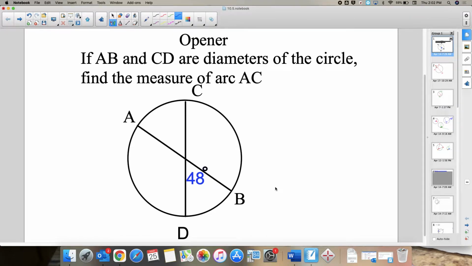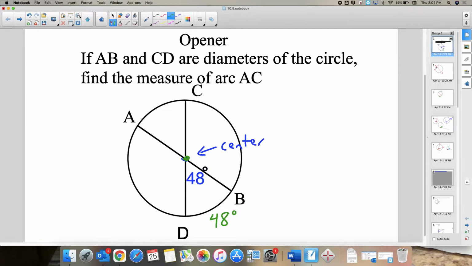All right, take a look at your opener. It says if AB and CD are diameters of your circle, then this point right here must be the center of your circle. Now, what we learned earlier in this chapter is that if this central angle is 48 degrees, angle DB would also be 48 degrees.